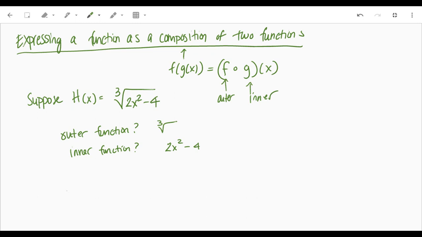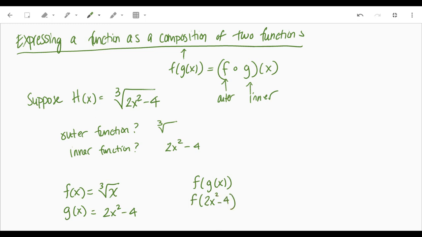Okay, so f of x is the cube root of x, and then your inner function is going to be 2x squared minus 4. Okay, and you can kind of check why that works. f of g of x, then it would be f of 2x squared minus 4, which would be the cube root of 2x squared minus 4. Okay, so you got to kind of think backwards on that.